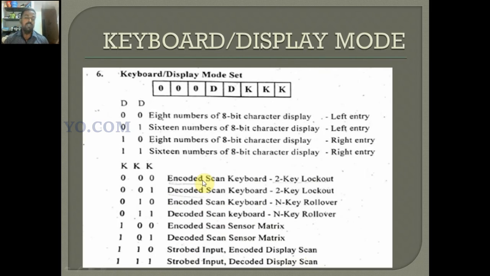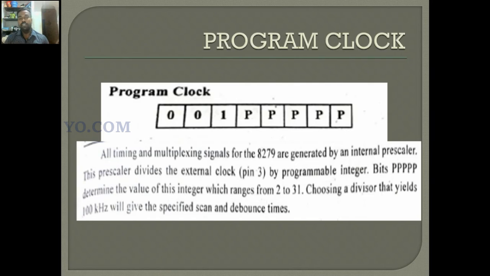So according to the modes, we are using the keyboard. Okay, and the last one is the program clock. Actually this IC needs clock pulses. The clocks are coming from the master clock. The clock is actually more than the requirement of the 8279 clock, so the 8279 uses one command, that is the prescaler. The prescaler has values. These values are used to divide the incoming clock and reduce the clock frequency. Okay, so that is the prescaler.